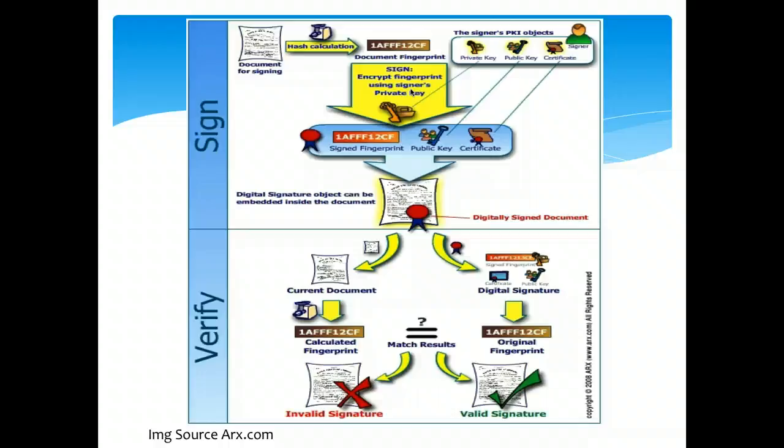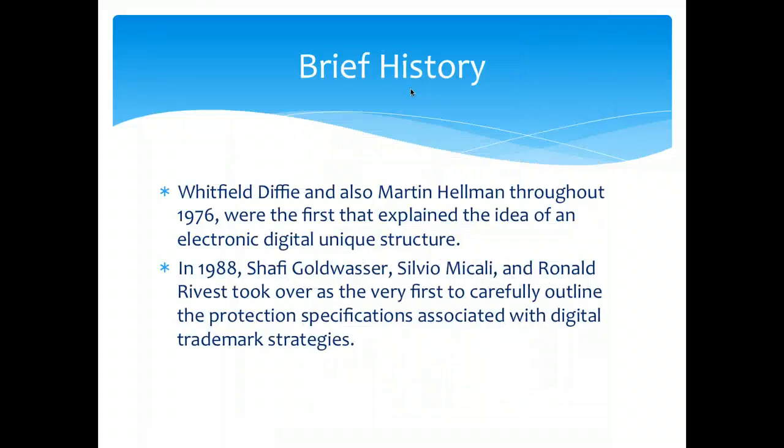This is basically a diagram of the process, starting with the document in the upper left. It shows that it goes through the hash algorithm, and then it is signed by the private key of the user. And that's how the digital signature is applied to the document. And then upon receiving the document, it goes again through the hash algorithm to verify either invalid or valid signatures.